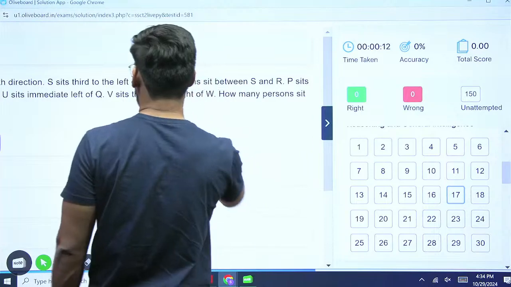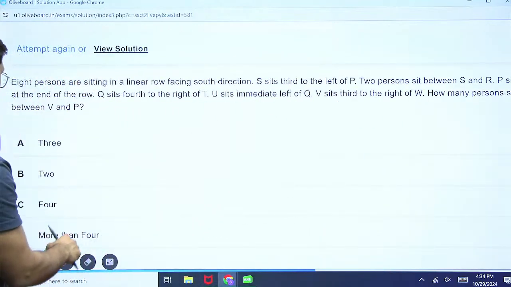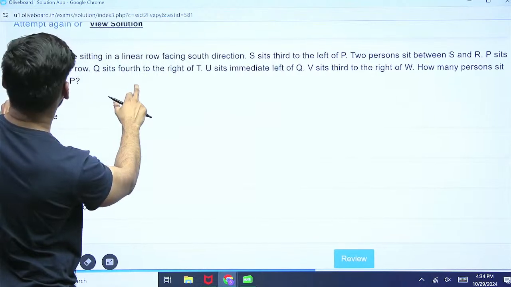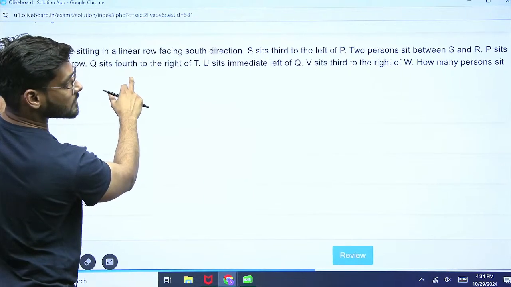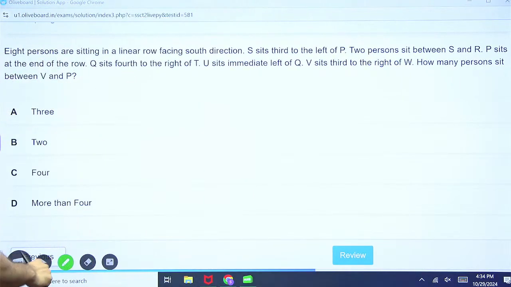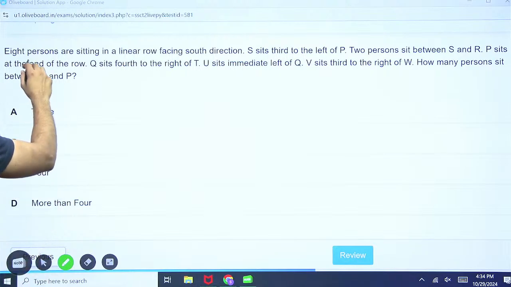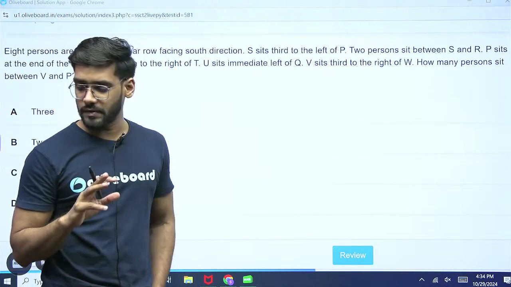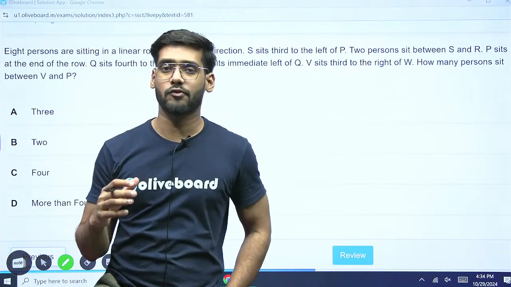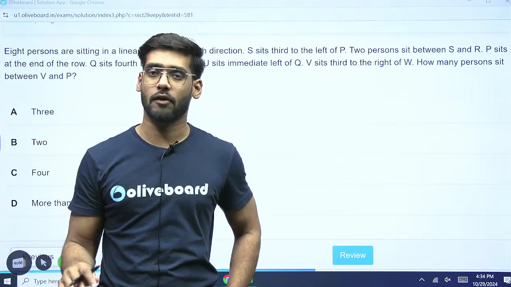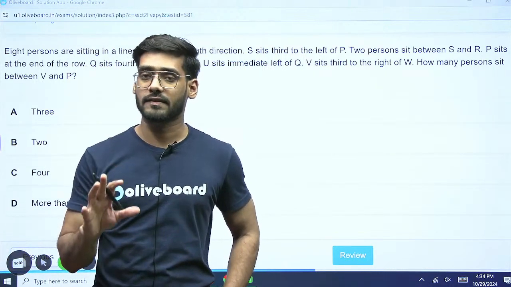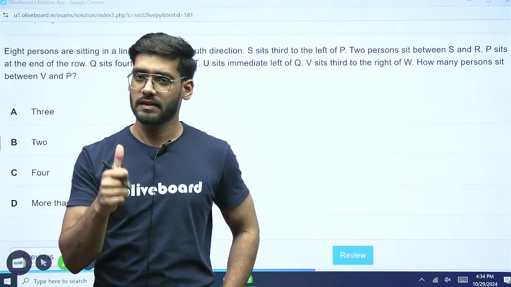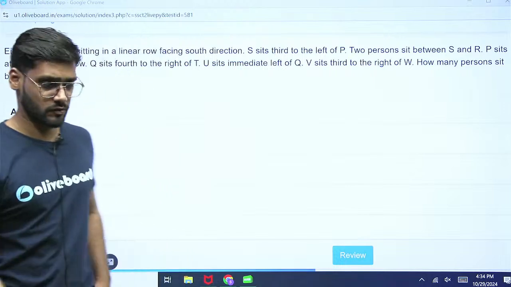Seventeenth question on your screen, from the sitting arrangement. 8 persons are sitting in a linear row facing south direction. All the persons are facing in south direction. Always remember, if you are not willing to solve the question in the south direction, if all the persons are facing south, then you can assume all the persons in the north direction, your answer will be the same. There will be no change. This is my commitment, right? There will be no change in the answer.